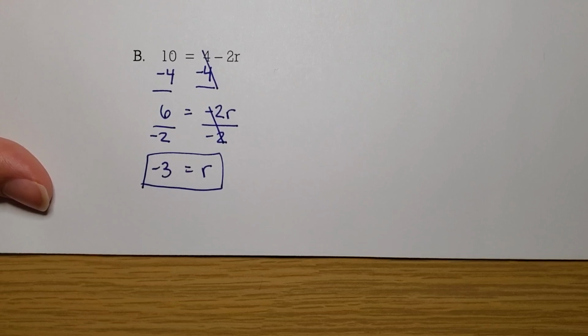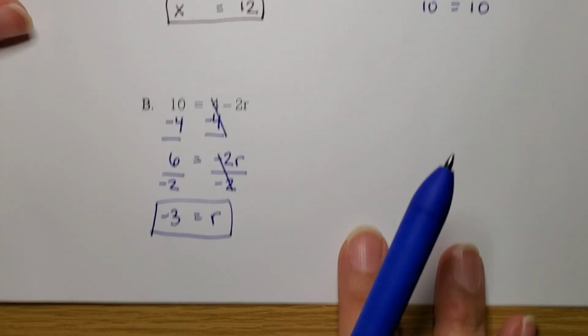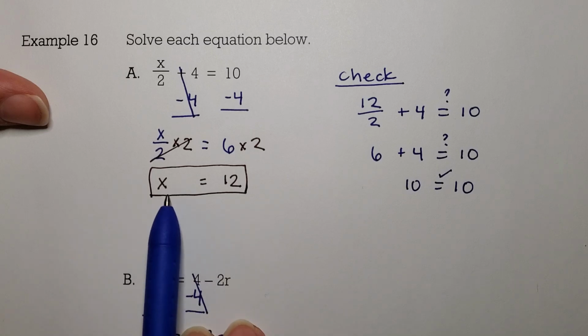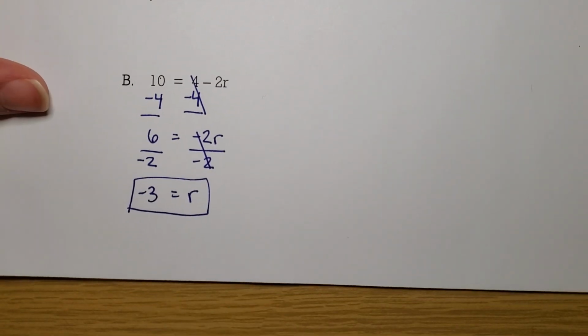Now, I do want to point out as well, it doesn't matter that r is on the right-hand side of the equation. Up here in this example, x was on the left. Here, r is on the right. That part doesn't matter. It could work either way.